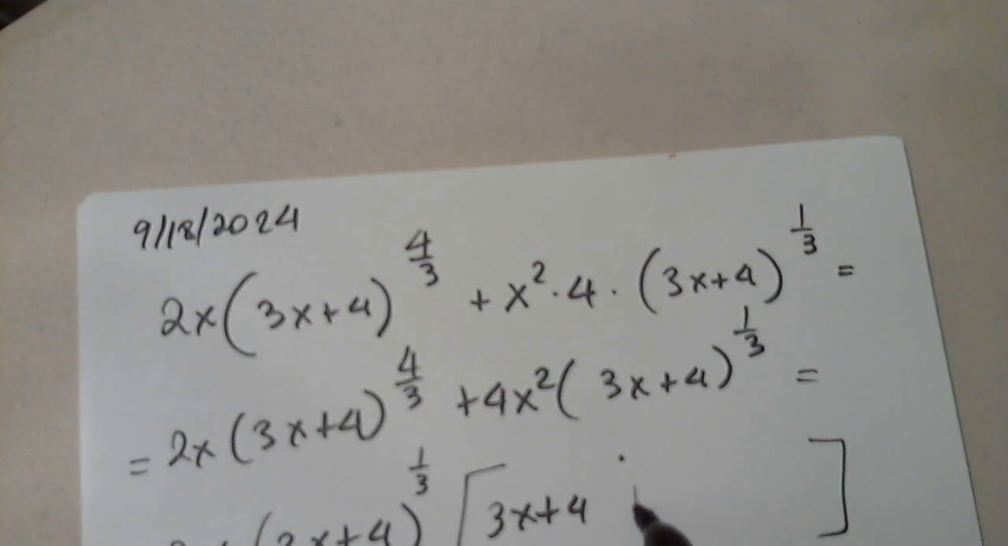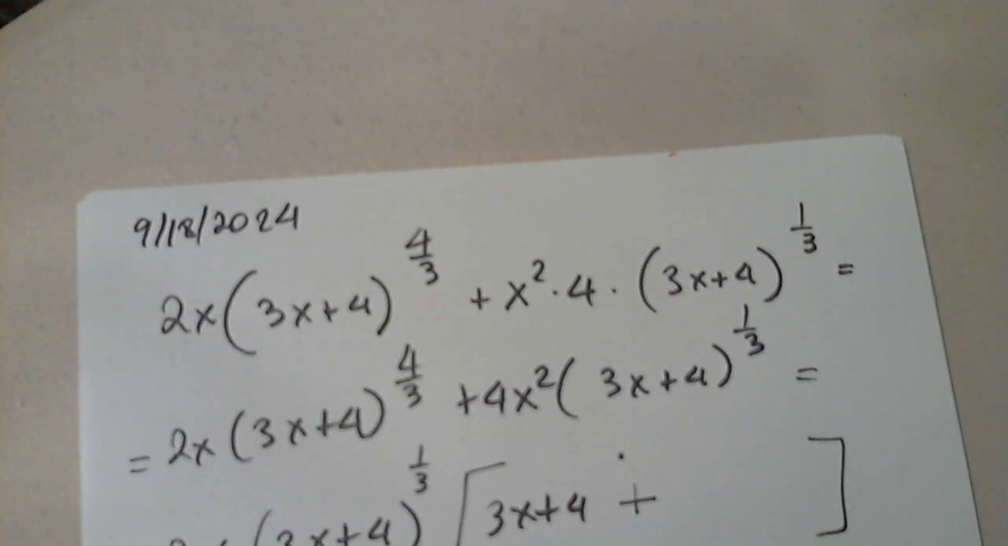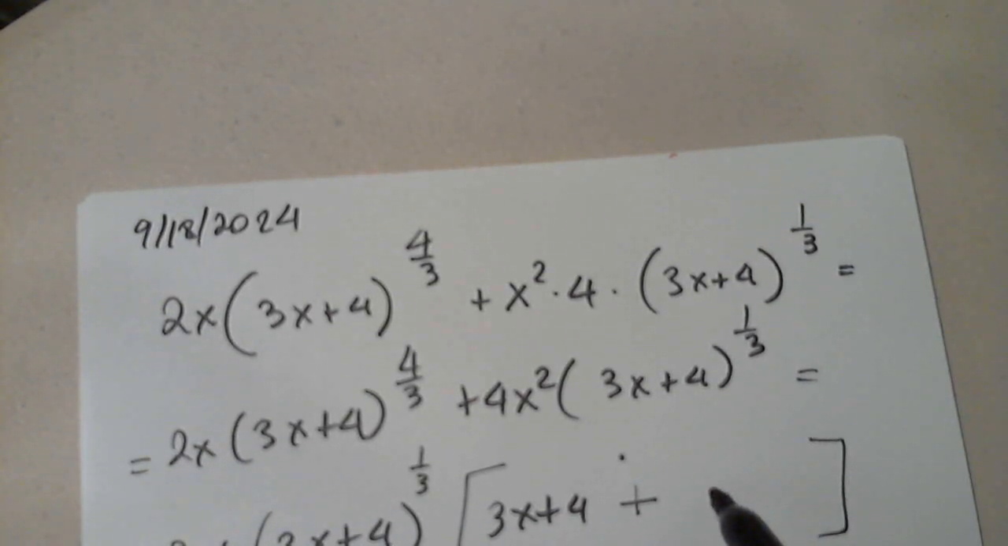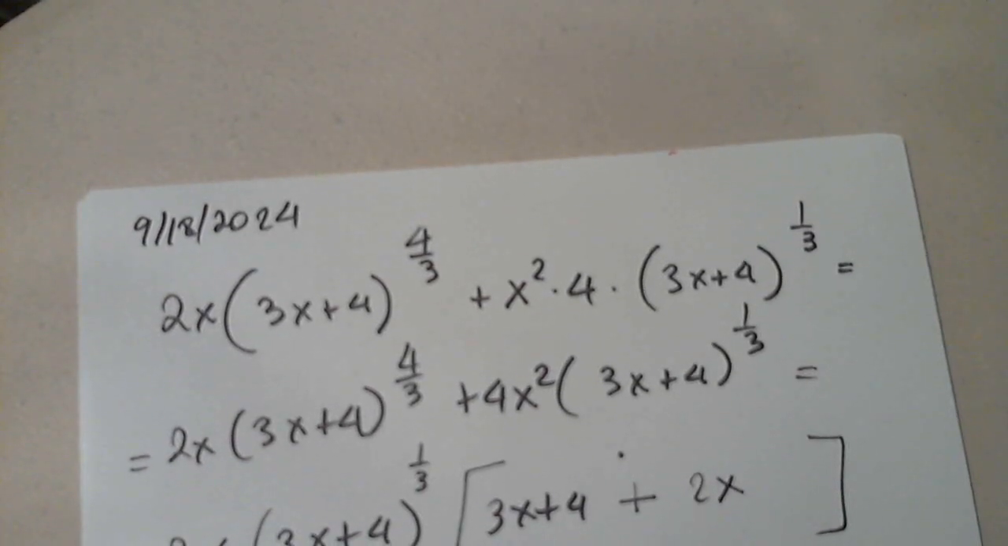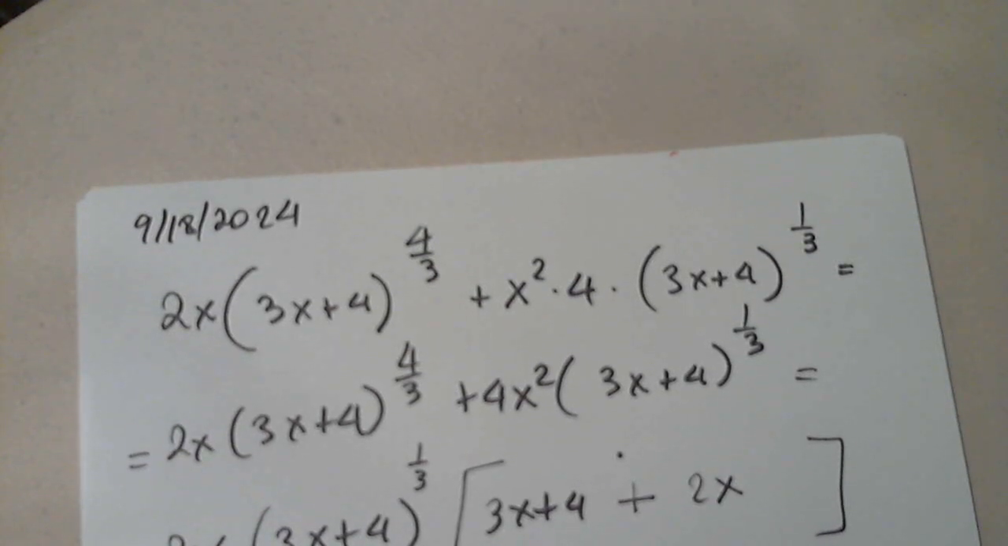I reach the plus sign. I have to copy the plus sign. And what will I copy next? 2x. Excellent. Thank you, Alex. So we are copying 2x. Perfect. We combine like terms, and we have 5x plus 4 in brackets. So I will rewrite 2x, (3x plus 4) to 1/3, and in parentheses 5x plus 4. Perfect. Any questions? Is this okay, everyone?